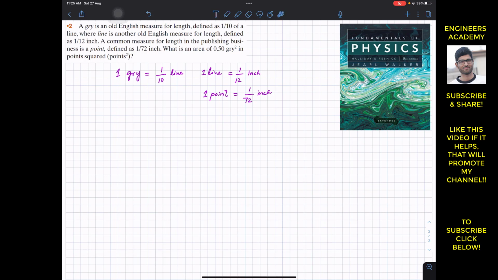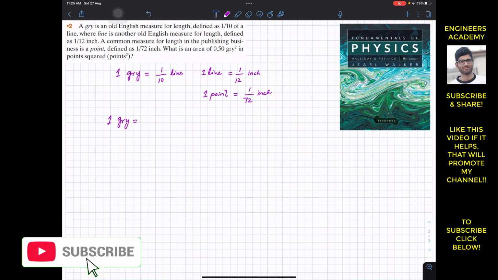So we are required to find what is an area of 0.5 square gray in point squared, right? So we can say, what is 0.5 gray squared in point squared. First of all, we need to convert this gray into point. Then we will be able to convert this 0.5 gray squared into point squared. So as we are given, let me write that 1 gray.